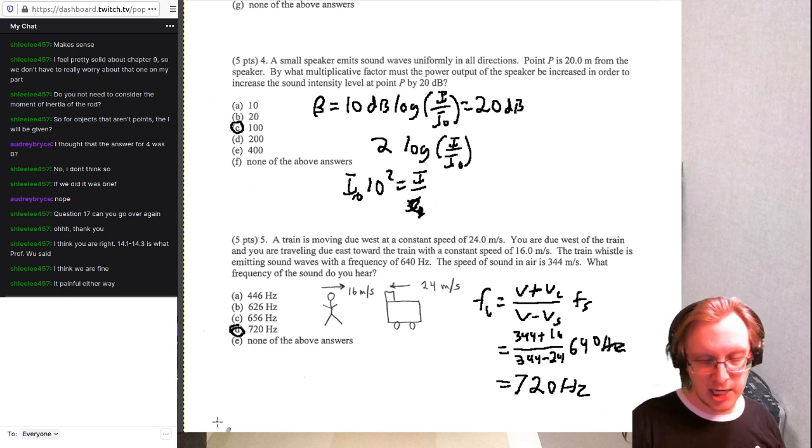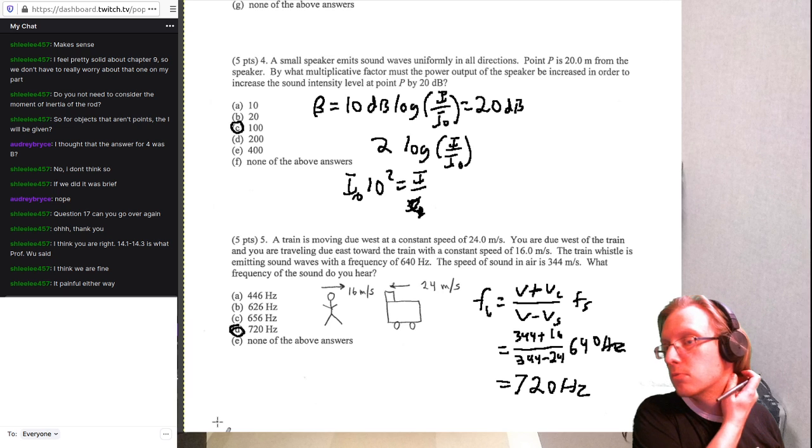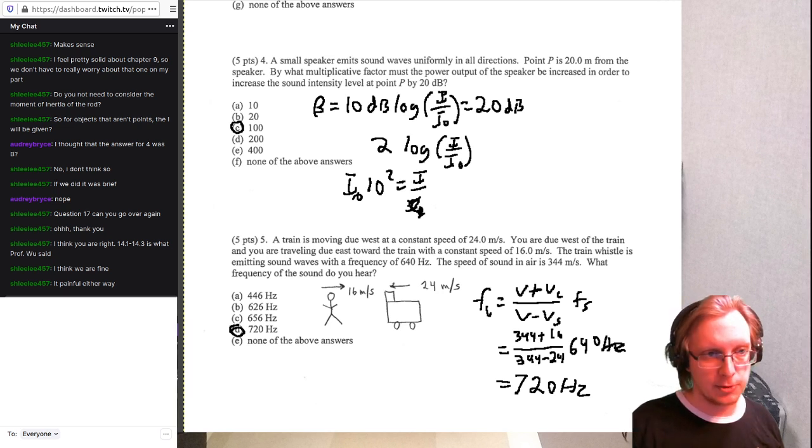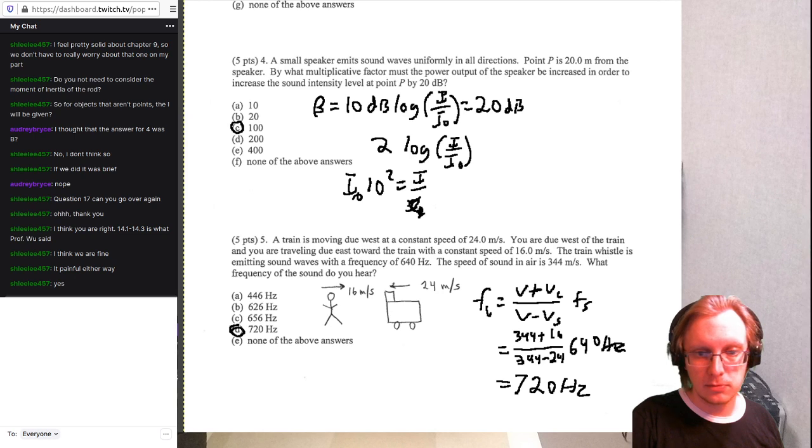Did what I do with the signs make sense? Or any other questions about Doppler shift or anything else I've gone past here in like the last 5 minutes? All right.